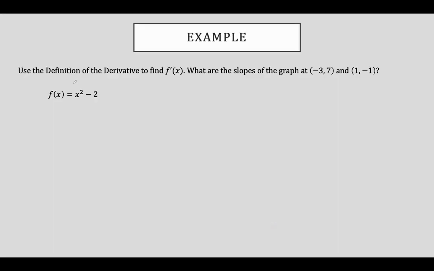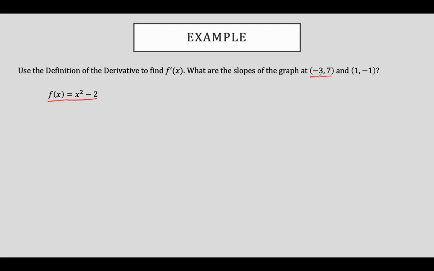Use the definition of the derivative to find f prime of x. So we're going to start off finding our derivative function, and then we want to find what are the slopes of the graph at negative 3 comma 7 and at 1 comma negative 1. So notice I have these 2 points, and these 2 points are points that are on our original function f of x. F of x is equal to x squared minus 2.